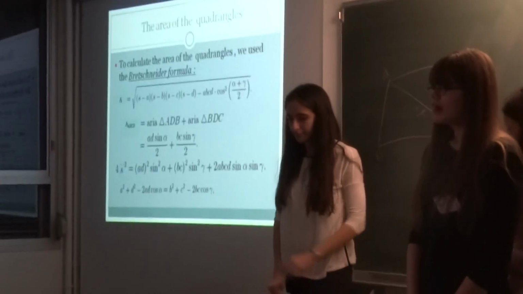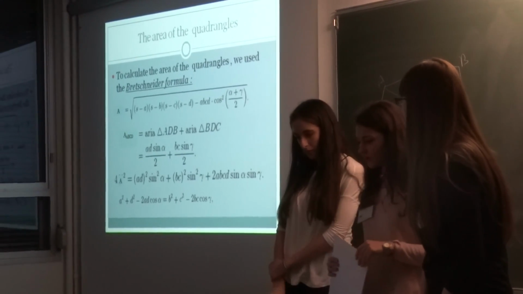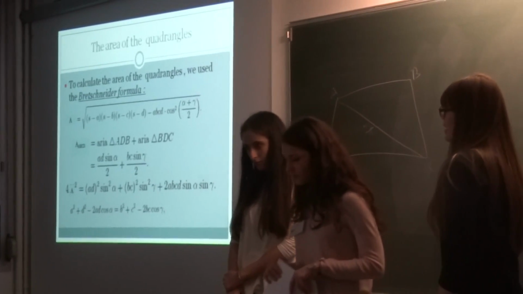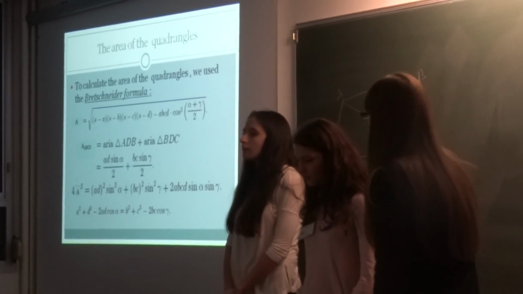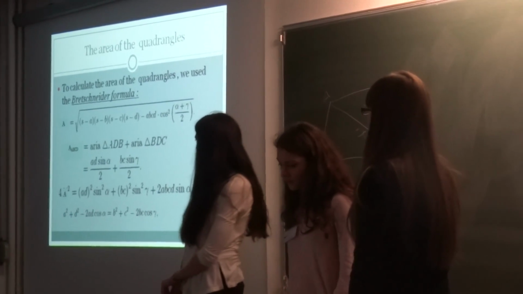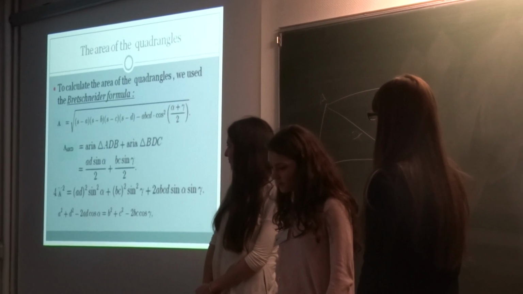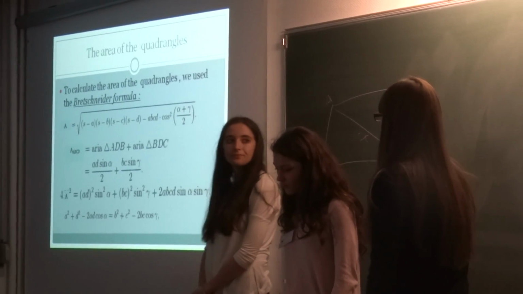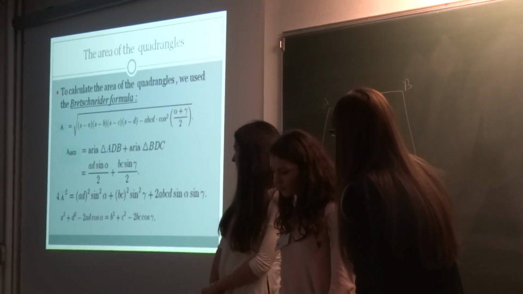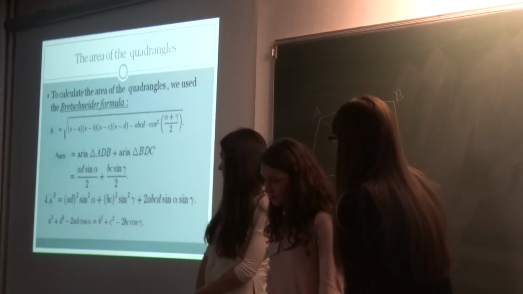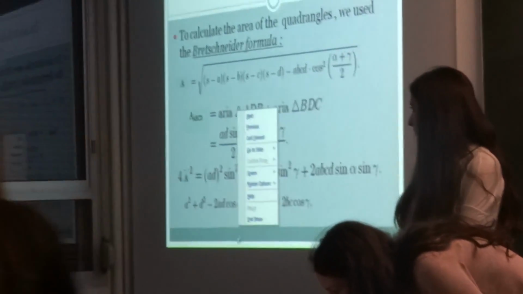To calculate the area of a quadrangle, we use the Bretschneider formula, which says that the area of a quadrangle equals the square root of (s minus a) times (s minus b) times (s minus c) times (s minus d) minus abcd times cosine squared of (alpha plus gamma) divided by 2. The area of the first quadrangle.